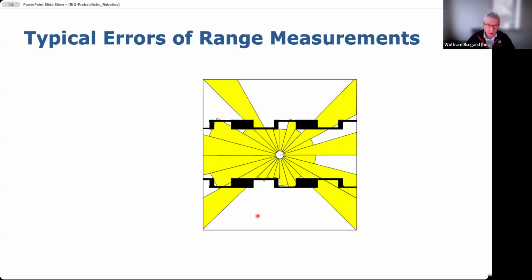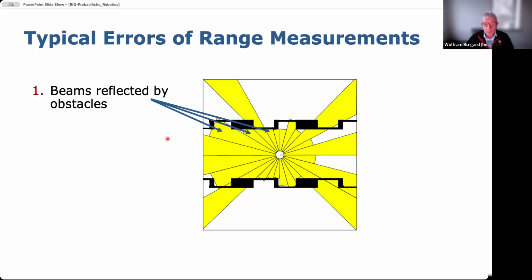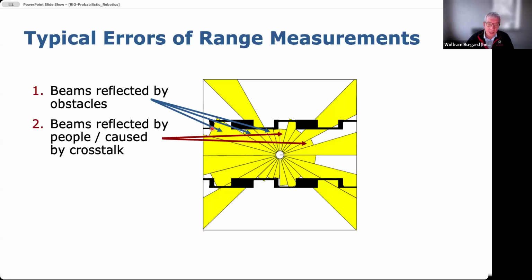Now let's look at typical errors that might happen, right? So here's a set of ultrasound beams projected in an environment. Yellow are the individual beams. Black are the obstacles that you see in the environment. Basically a corridor with doorways over here, and these doorways are a little bit indented. So what you can see is, first of all, there are good ones, right? There are these beams that are reflected by the obstacles that we know, by things that we have in the map, which is good. That is what we actually want. The sensor should reflect what we expect or what is out there. That's what a sensor is being made for.